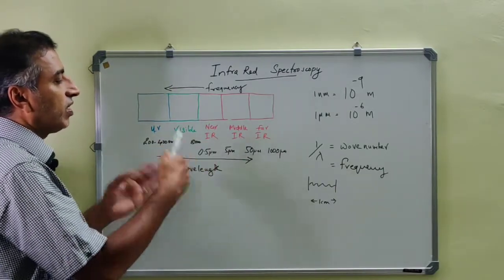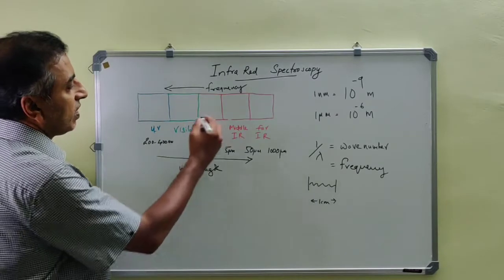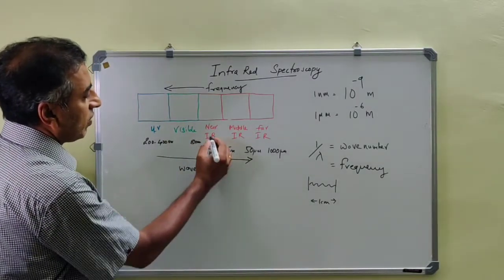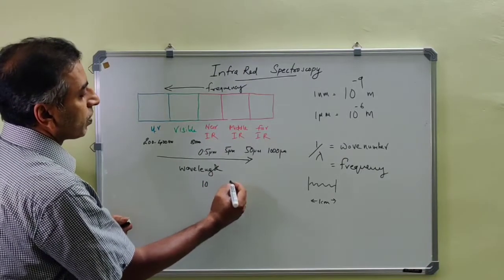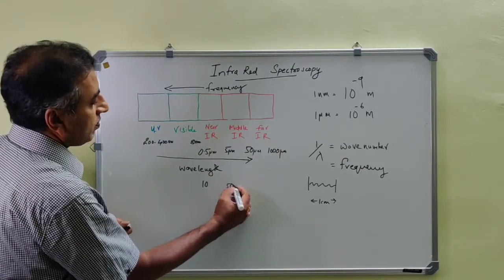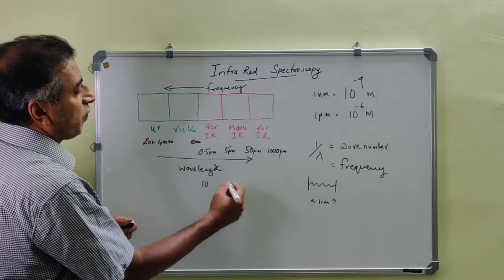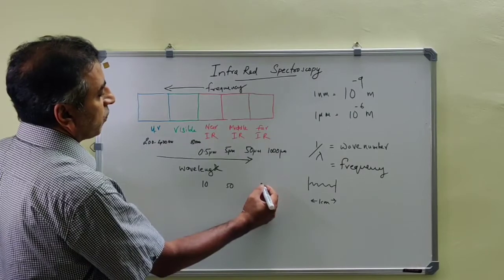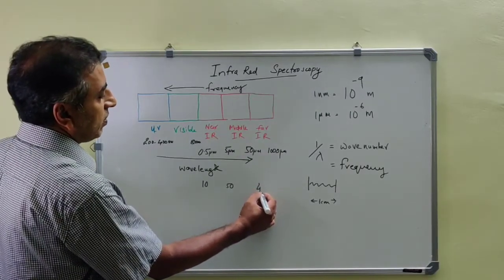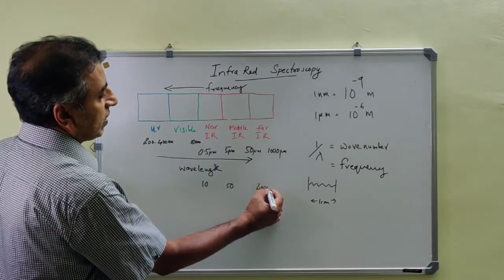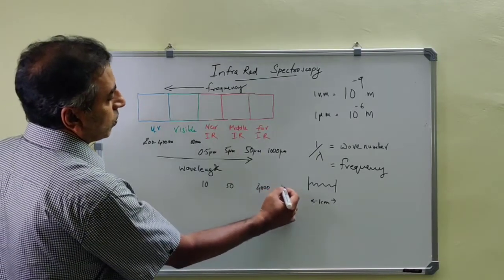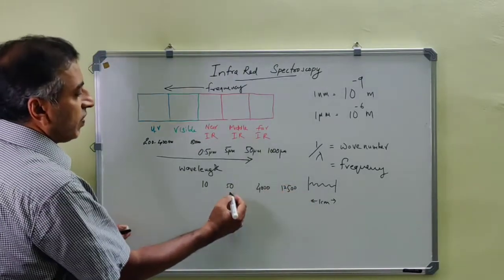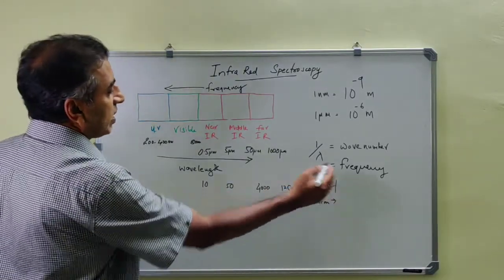When you take the frequency, here you can see the wavelength in micrometer we are converting to wave number. It will be from 10 waves per second, that is near infrared, to 50 waves per second, from 50 waves per second to 4000 waves per second, and from 4000 to 12500 waves per second. These waves per second mean the frequency.